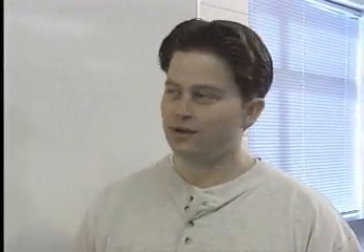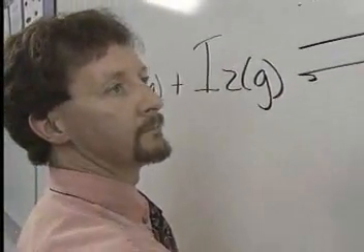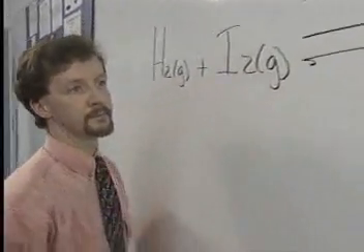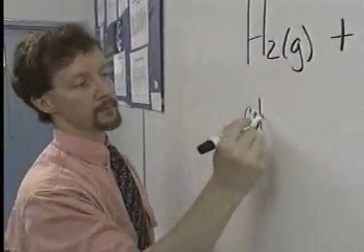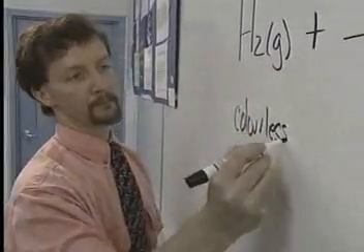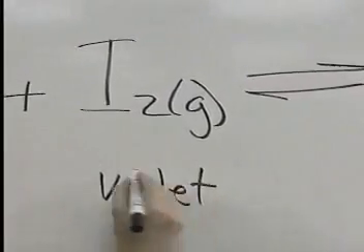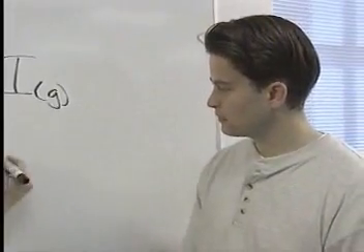To further reinforce what we know about equilibrium systems, we've enlisted the help of Dr. Peter Mahaffey, and he's going to explain to us more about the equilibrium system involving hydrogen iodide. Sure, let's take a closer look at the equilibrium reaction between hydrogen gas, which is colorless, and iodine gas, which is violet, and they react together to give hydrogen iodide, which is also colorless.